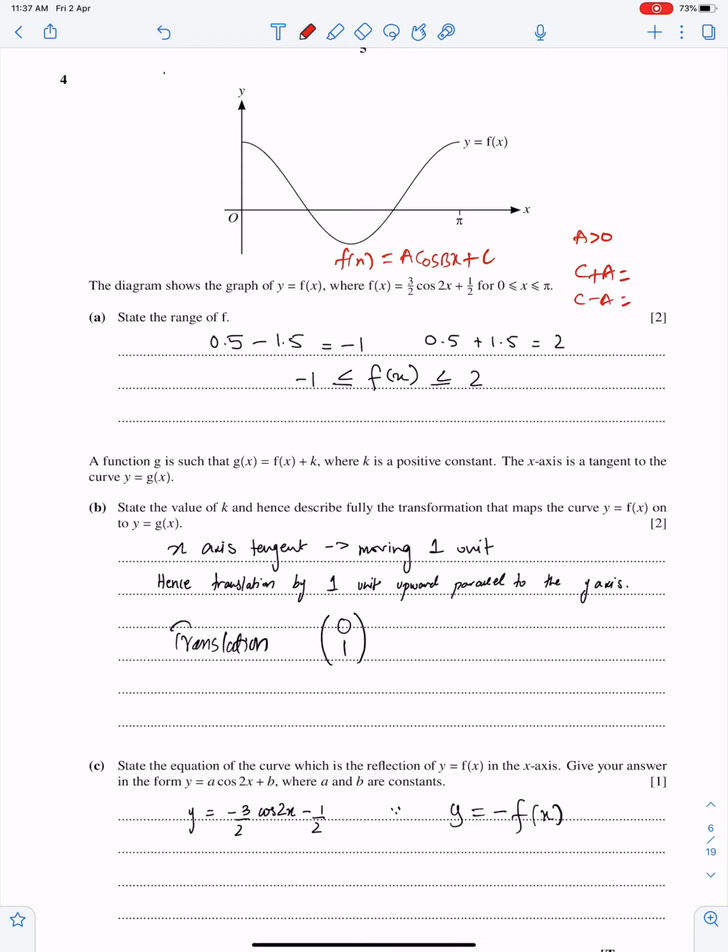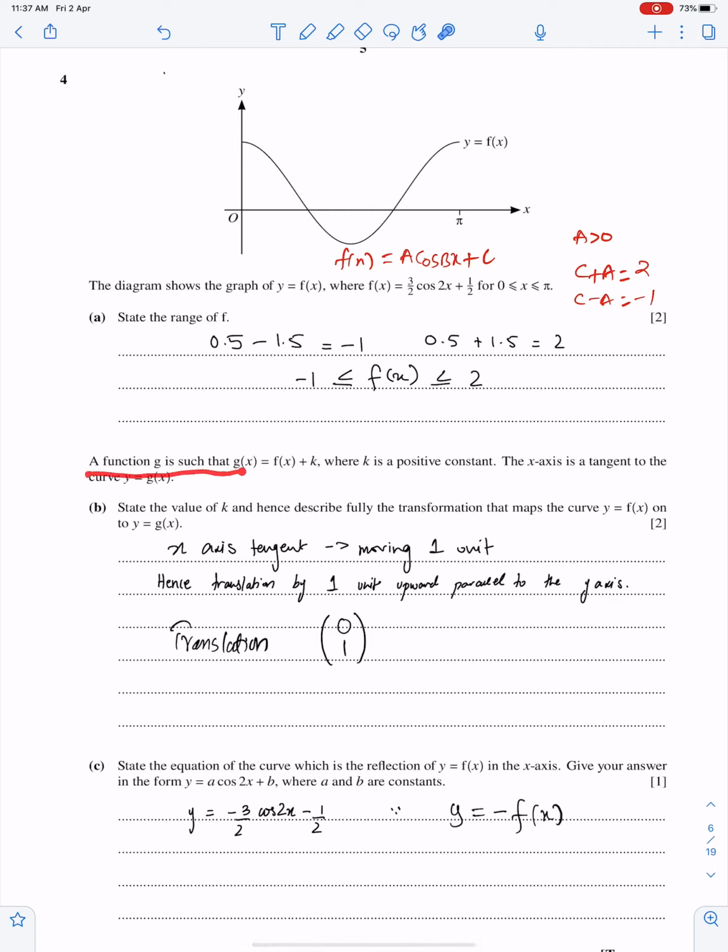is the minimum value of f of x. This is 2 and this is minus 1. So the range of this function is from minus 1 to 2 inclusive, because the domain is inclusive. That's the range. This is c minus a, and this is c plus a. This is a way to write the range of a linear trigonometric function.